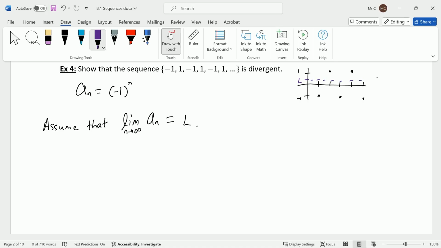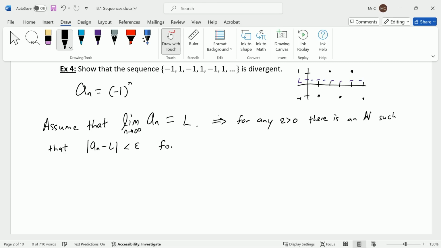Now, if that limit exists, that implies that for any epsilon greater than 0, there is an N such that the absolute value of a sub n minus L is less than epsilon for all n greater than big N.